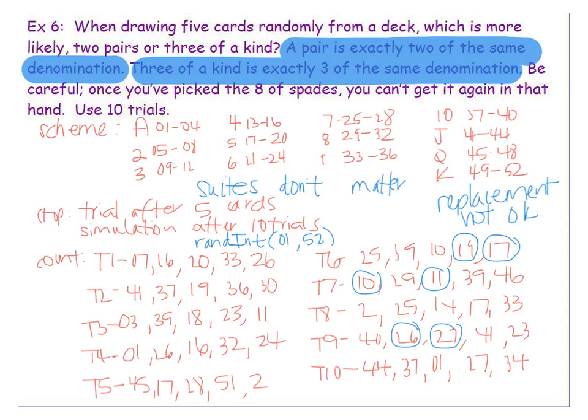My pairs, how many do I have? I ended up with 3 trials out of 10 that were pairs. 3 of a kind, I ended up with 0 trials out of 10 that were 3 of a kind. So obviously, which one is more likely? Pairs are more likely. Okay, so let's look at the next.